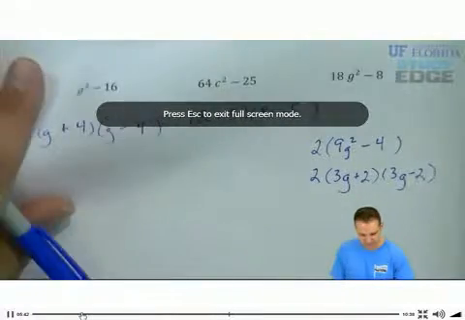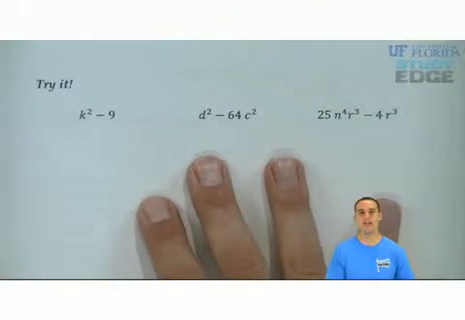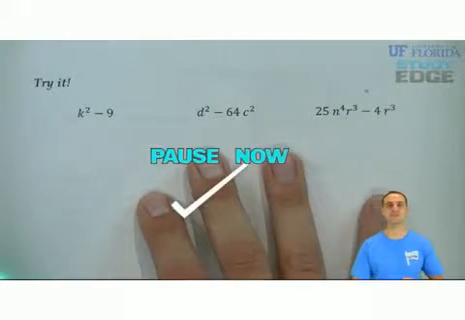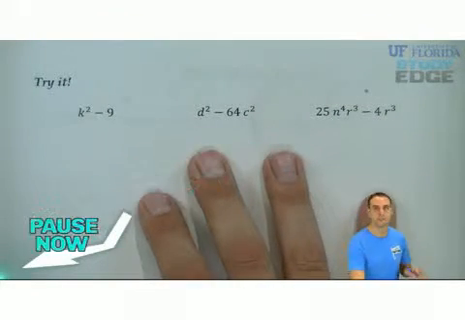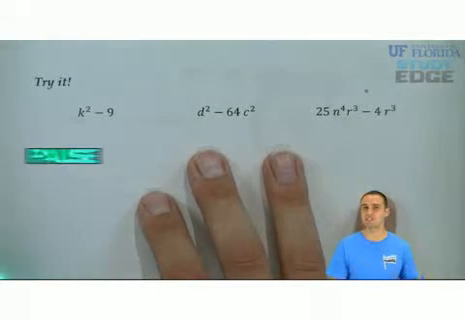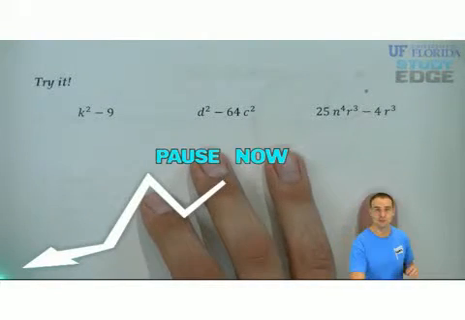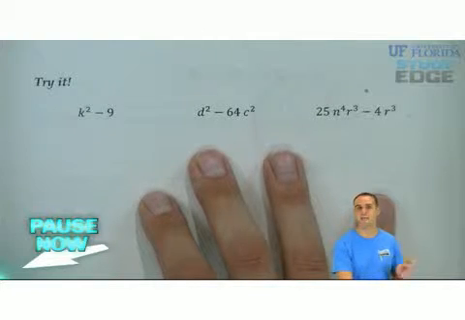I want you to try 3. Go ahead, pause the video, give these 3 a try. Try difference of squares, or if you don't see it at first, try GCF, and then a difference of squares. GCF was greatest common factor. Pause now.